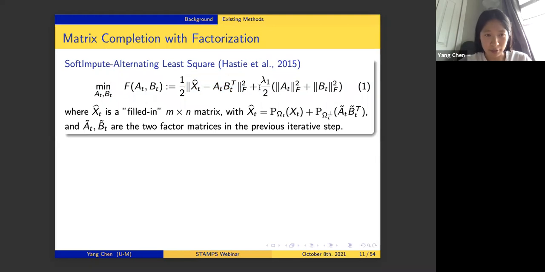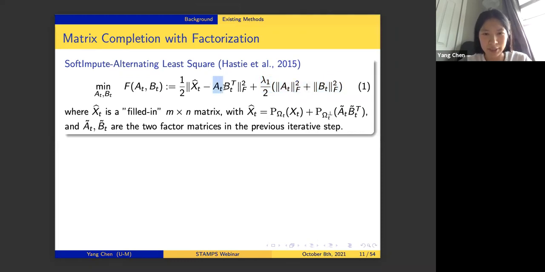And then because it's called soft-impute, we have an L2 penalty here. It's like a ridge regression problem essentially. And then the fitting of this soft-impute algorithm is done by alternately updating A_t and B_t.